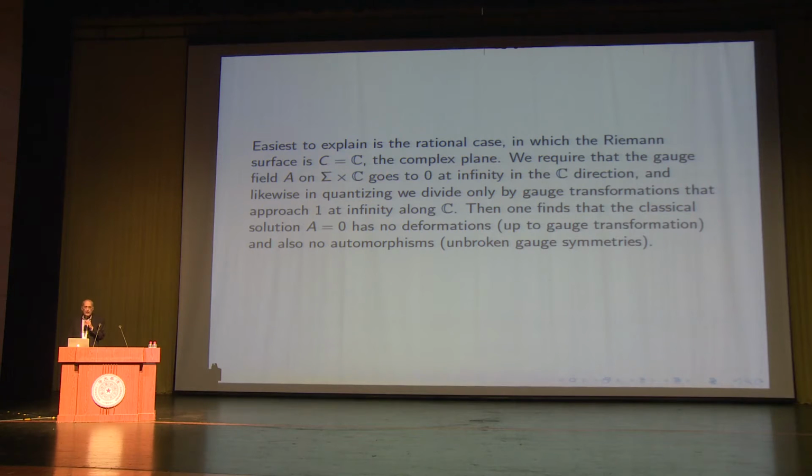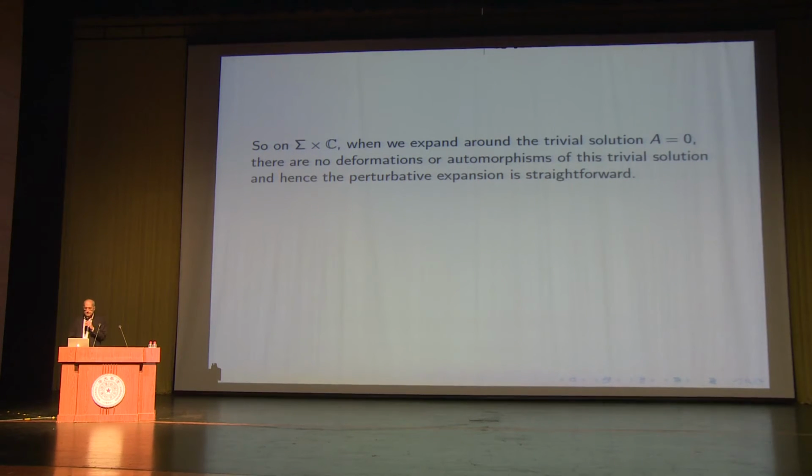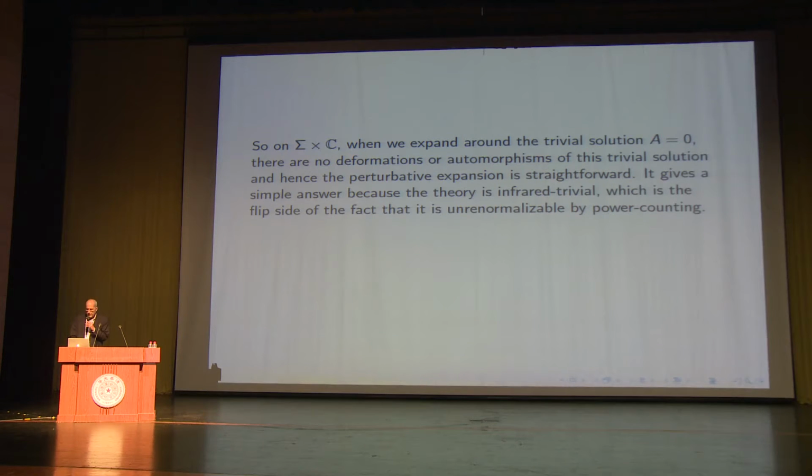Then we find that the classical solution where A is 0 is unique. It has no deformations up to gauge symmetry and also no unbroken gauge symmetries. So when we expand around the trivial solution where A is 0, perturbation theory is unique. Perturbation theory is straightforward conceptually. There are no unbroken gauge symmetries to worry about and no moduli to integrate over. So we just draw Feynman diagrams.